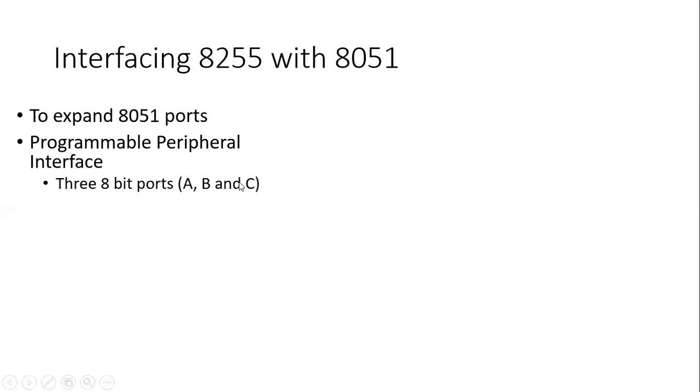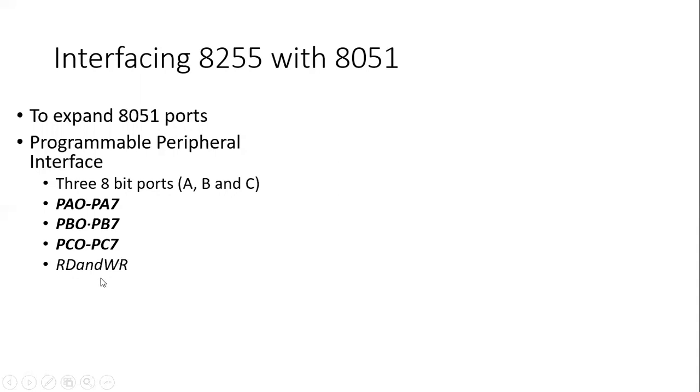And what is 8255 basically? As I told you, it is an integrated circuit. It has three 8-bit ports, namely port A, port B, and port C. All are 8-bit ports. Port A ranges from PA0 to PA7, port B ranges from PB0 to PB7, and port C ranges from PC0 to PC7. So like this, we have three ports in the 8255 peripheral interface.